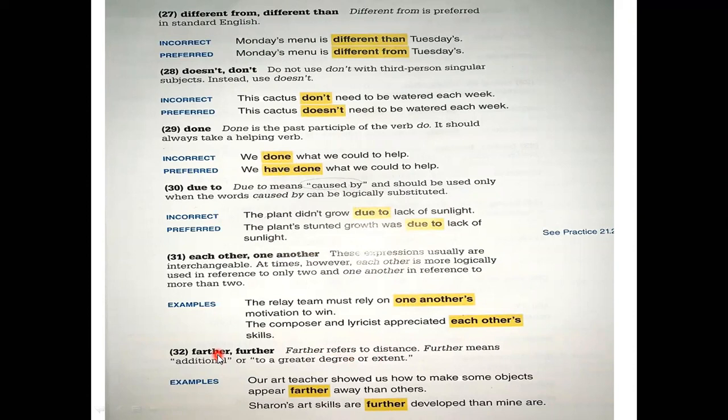But farther is if something is at a distance as compared to another place. For example, my school is farther than the office. It means it is at a distance more than where my father's office is. So that's how we use farther to denote distance and further to denote extent or degree of quantity. Our art teacher showed us how to make some objects appear farther away than others, how to make them appear at a distance. But Sharon's art skills are further developed, are more developed than mine are.